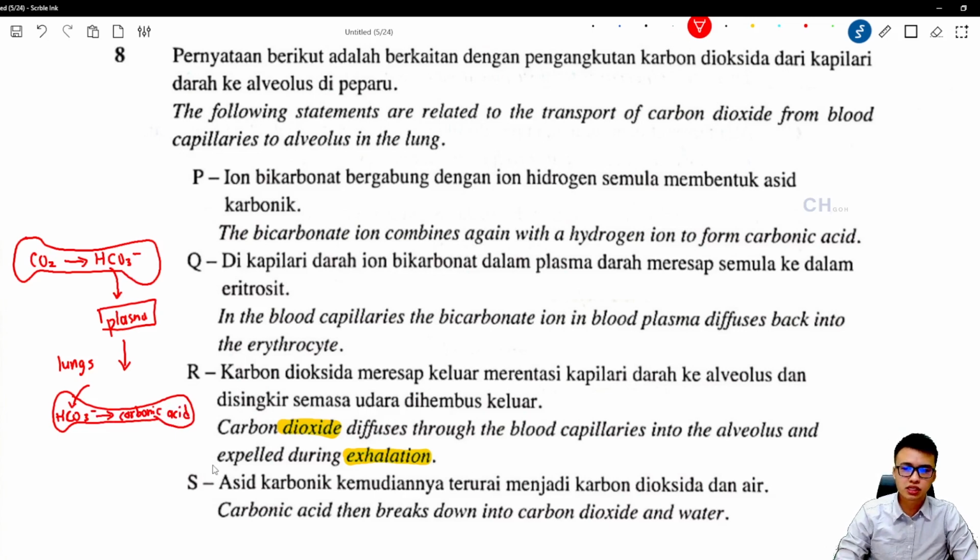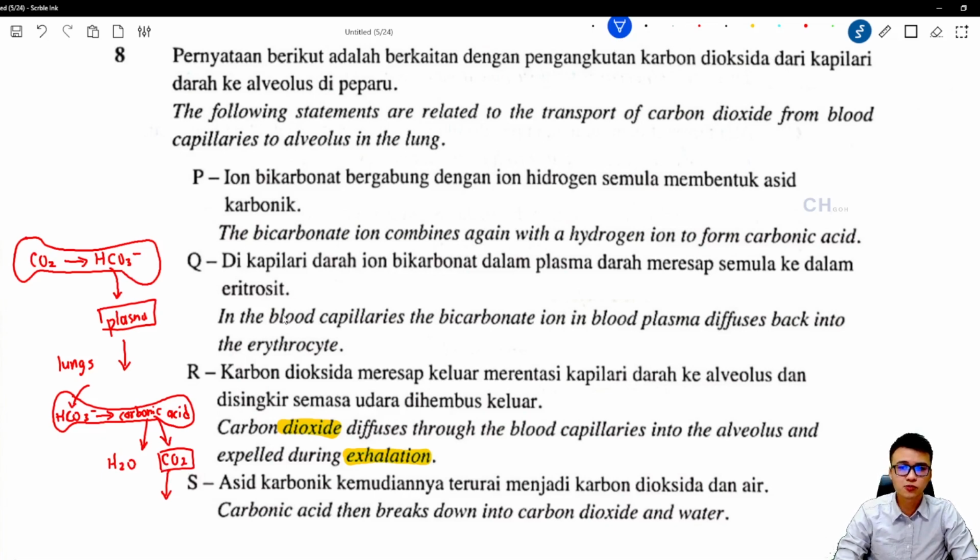This carbonic acid is something that we don't want yet. So we want to break down the carbonic acid into two molecules, which is the water and also the CO2. So once we have the CO2 already, then it's time for us to expel the CO2 from our body to the environment. That's why we look at these questions here.